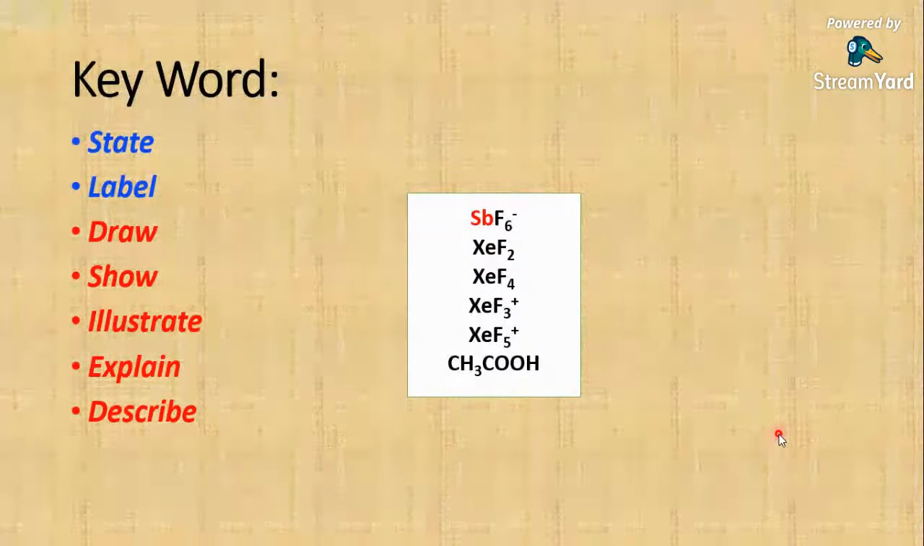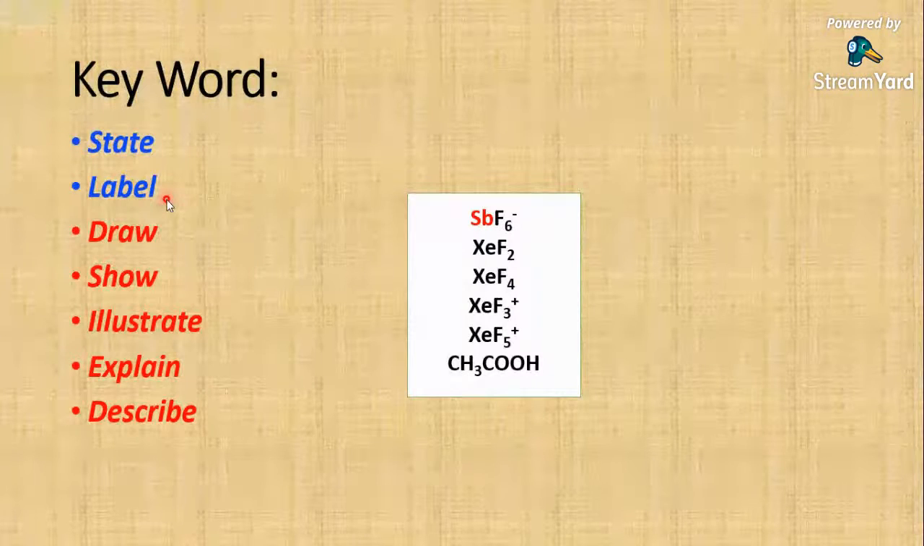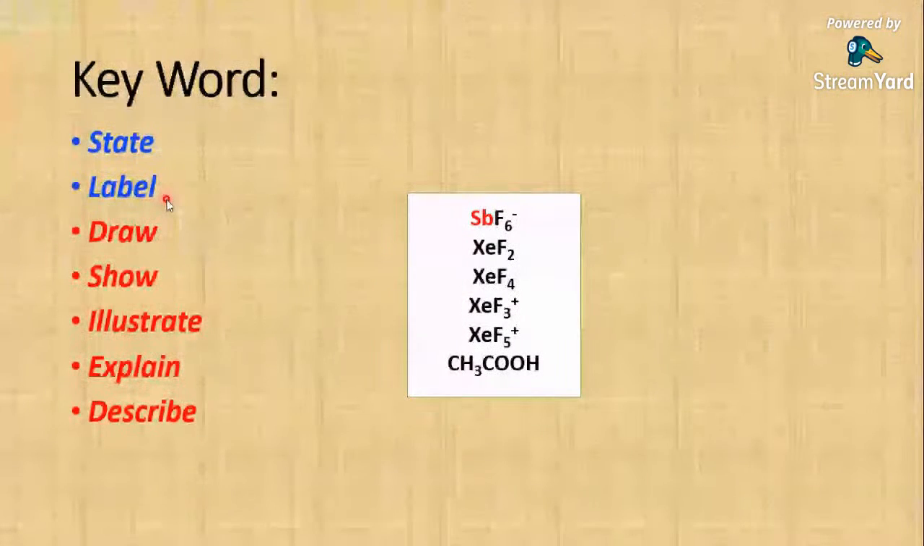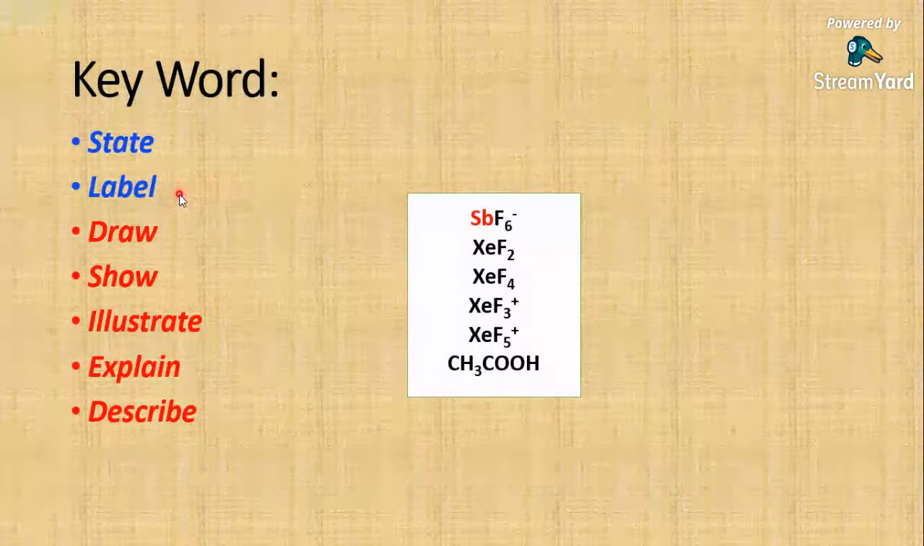So we are going to discuss the overlapping by using these 6 examples. Okay. And then for this part, there are a few keywords. If the question asks about state and label, it's a simple question. State, you just state. For example, the question asks you, what is the hybridization for this molecule? You just state sp, sp2, sp3, that's all. If the question asks you label, you just label. Label for the sp2, label for the sp3, and then label for the dative form, just label.